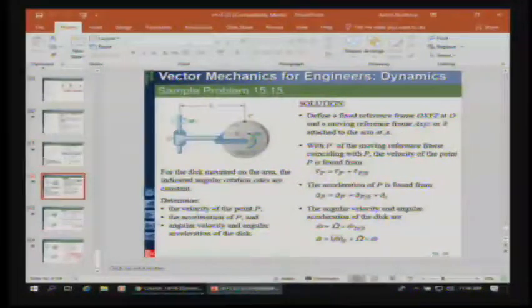So here, we have this disc that is mounted with this bracket onto this arm, okay? And we have a rotation here, and then we also have a rotation here. So we have a rotation about this axis, and then the wheel rotates. So this is a perfect example of where a Coriolis acceleration could come into play. So we want to find the velocity of this point P and the acceleration of P. We also want to find the angular velocity and the angular acceleration of the disk.